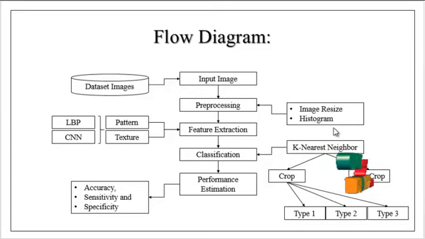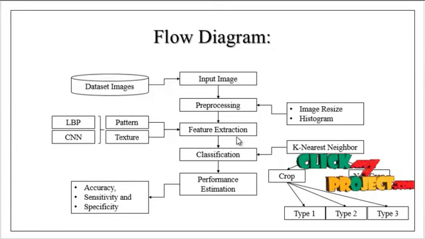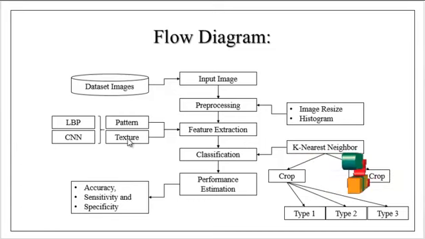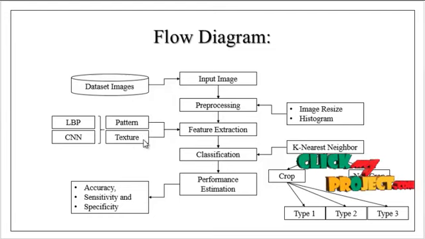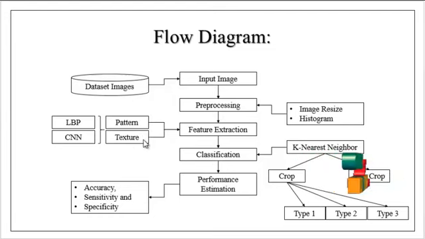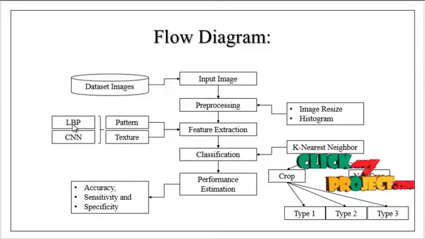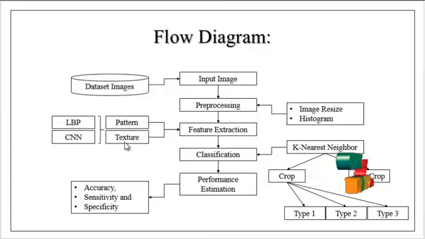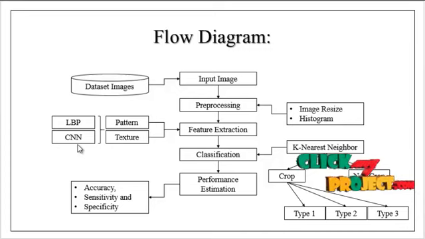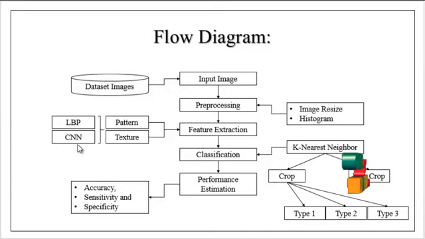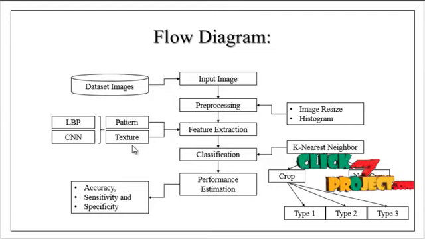After doing the pre-processing, the feature extraction will be carried out. In this feature extraction, 2 kinds of features will be extracted from the image. One is the pattern kind of features, and the other one is the texture kind of features. Pattern features will be extracted based on the local binary pattern, that is the LBP. Then the texture features will be extracted based on the CNN, that is the convolutional neural network. After extracting, these two features are combined together to generate the test features.